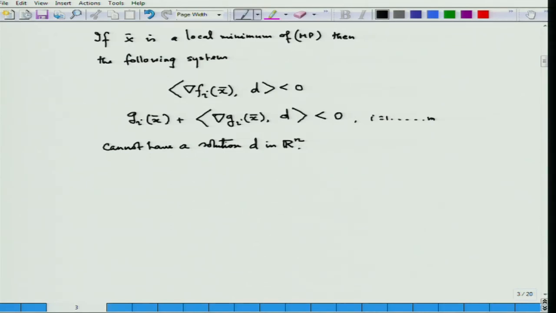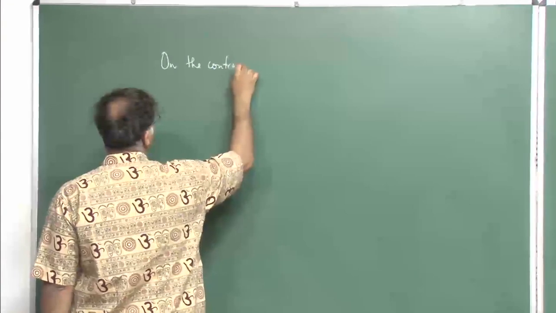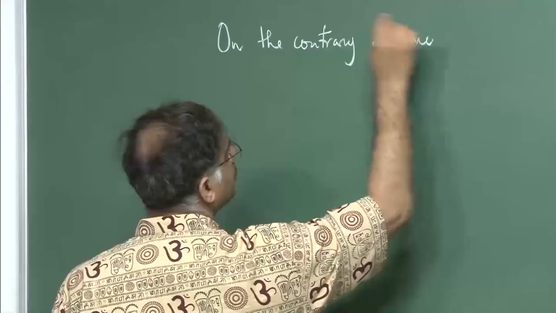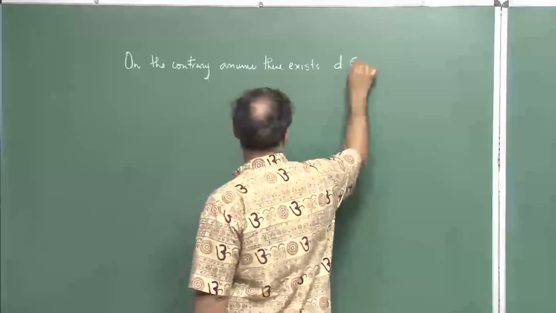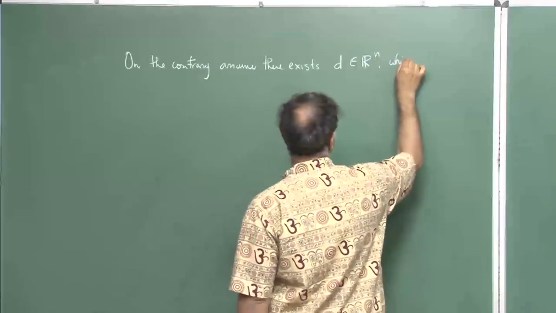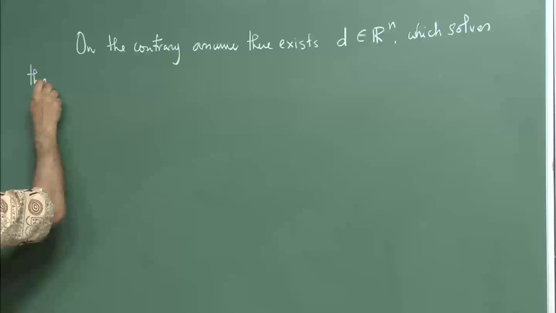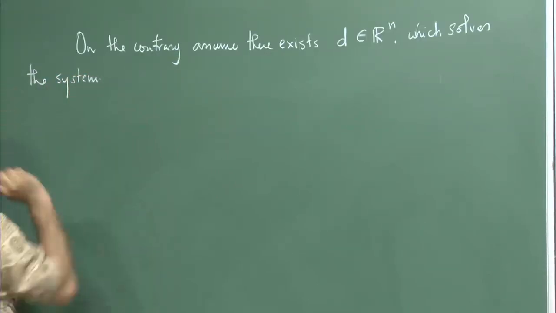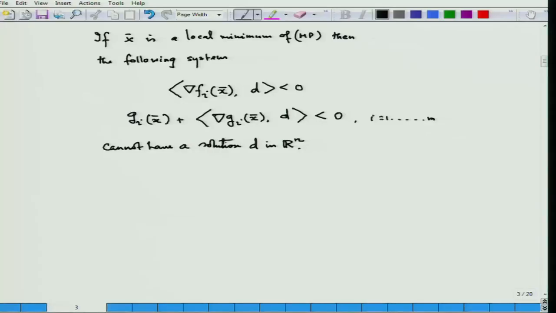Now, how do we prove this fact? I will just go to the board to prove it. This is proved by contradiction, a standard technique in mathematics. On the contrary, I assume that there exists d, an element of Rn, which solves the system. The system is system 1, this particular system which I have written down.